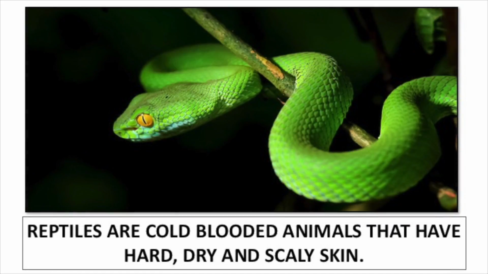Reptiles are cold-blooded animals that have hard, dry, and scaly skin. Yes. Whereas mammals like us, we have warm blood. Reptiles have cold blood. What reptile can you see in the picture? Snake. Who likes snakes? No, nobody likes snakes. I think snakes are nice.